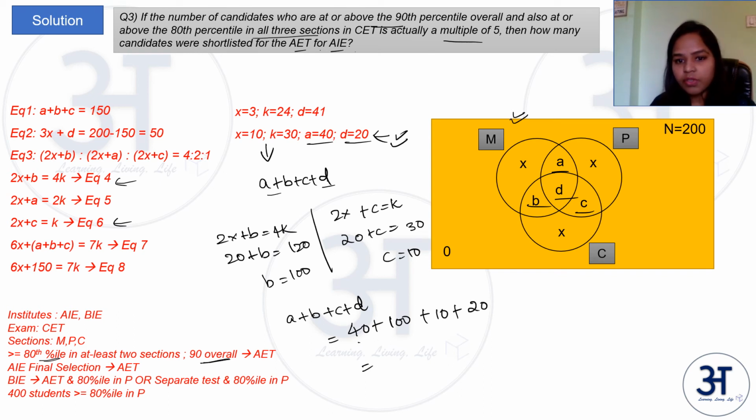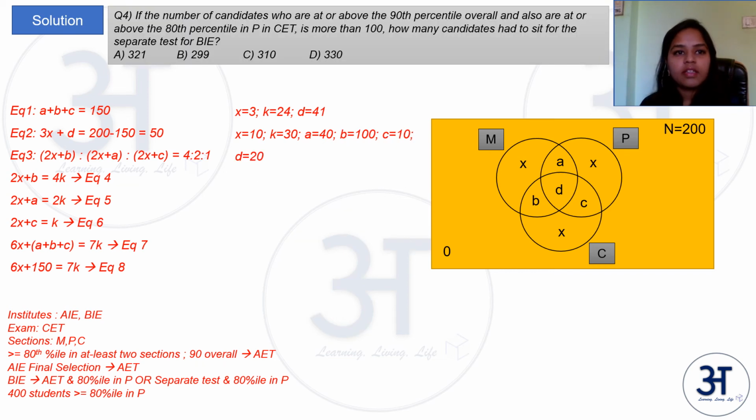So we have how much? 40, 50, 60, 70, 170. So the answer for this is 170. Let's move to last question. Let us now look at the last question.